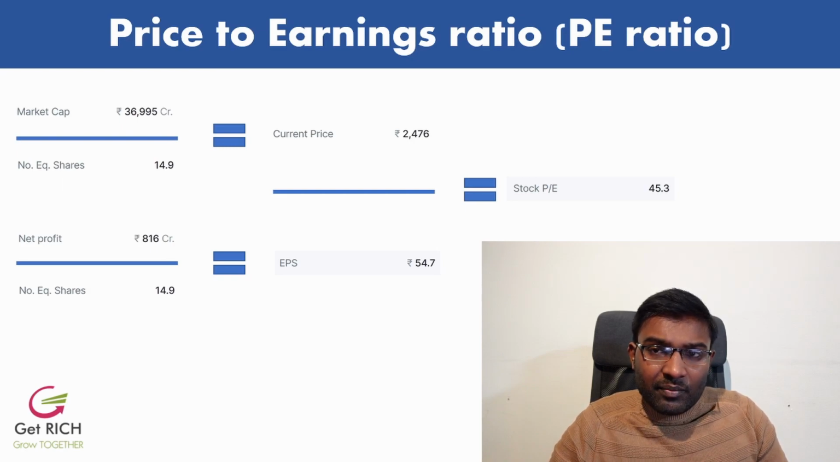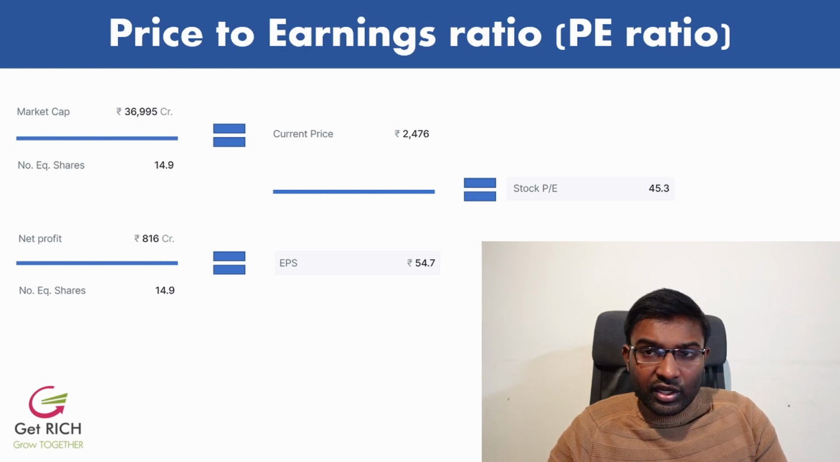So that's the price to earnings ratio. Price to earnings ratio is most important, so having a proper understanding of this ratio is really important. So let's go to the second ratio, which is the debt to equity ratio.